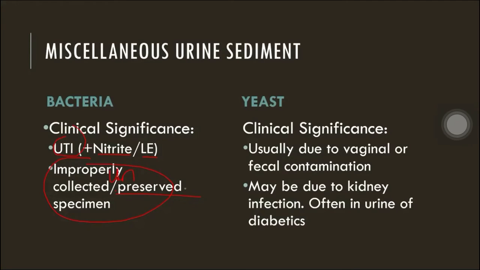Okay, unpreserved specimen. How about for yeast? So the clinical significance of yeast is usually due to vaginal or fecal contamination, but may be due to kidney infection, often in urine of the diabetic. So usually, aside from positive glucose and ketones, manonotice mo sa urine ng mga diabetic is that may presence ng yeast cell.